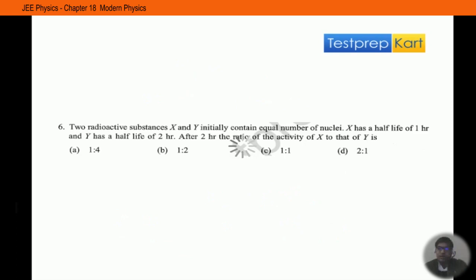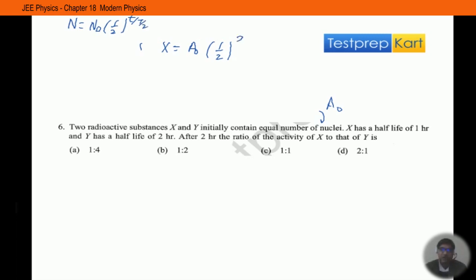Now let's move to the next question. It is saying two radioactive substances X and Y initially contain an equal number of nuclei. So let's assume that initially it contains A0 nuclei. X has half-life 1 hour and Y has half-life 2 hours. Then after 2 hours, the ratio of activity of X and Y. So again we can use the same expression, that suppose initial is A0, then after 2 hours the amount of X would be A0 into 1 over 2 to the power T over T half. The expression is N equals N0 into 1 by 2 to the power T over T half.